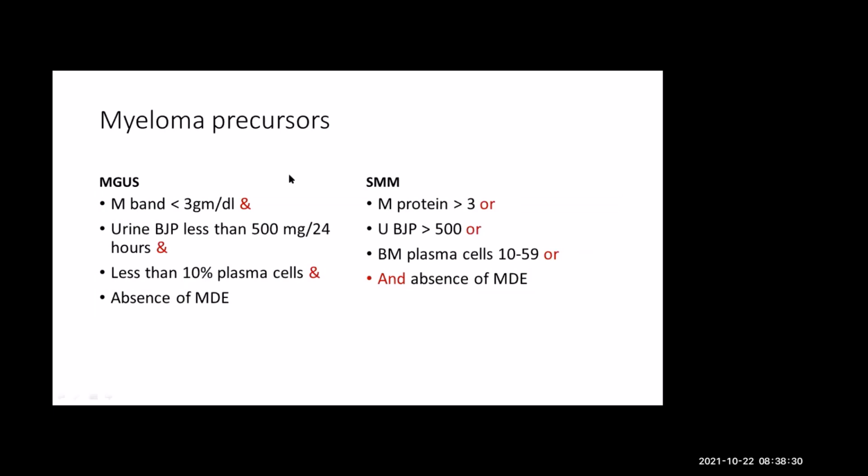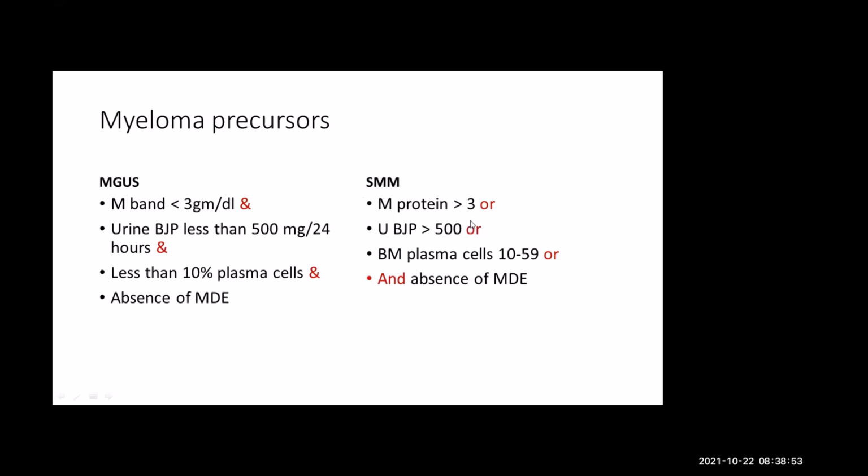So this can be divided into two parts. The precursor condition first is MGUS, where you require M-band to be less than 3 gram per deciliter, urine BJ protein less than 500, and you should have less than 10% plasma cells, and obviously none of those myeloma defining events.